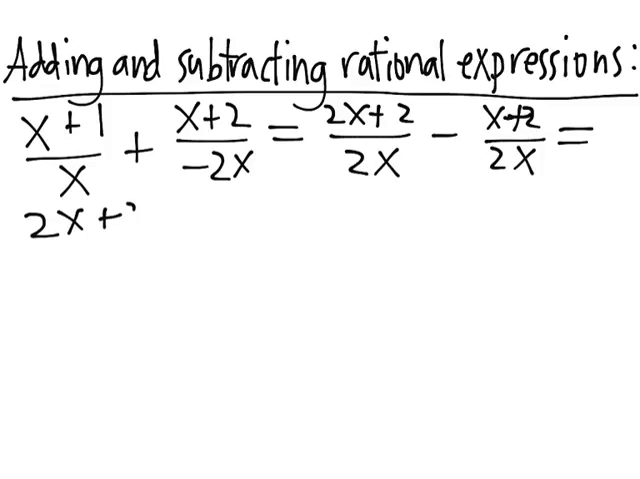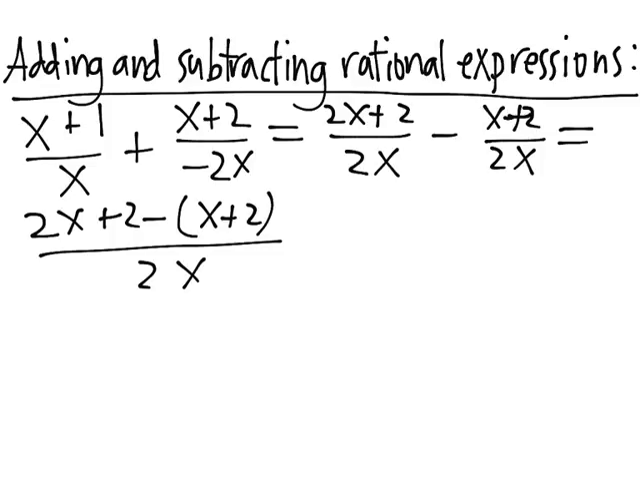So we have (2x + 2 - (x + 2)) divided by 2x. Now if we simplify the numerator, one x will cancel and we'll be left with x and 2 minus 2, which is 0. So just x in the numerator divided by 2x. Now just like other operations with rational expressions, we need to simplify our answer at the end. So there's an x in the numerator and denominator, which both cancel, leaving us with 1/2.